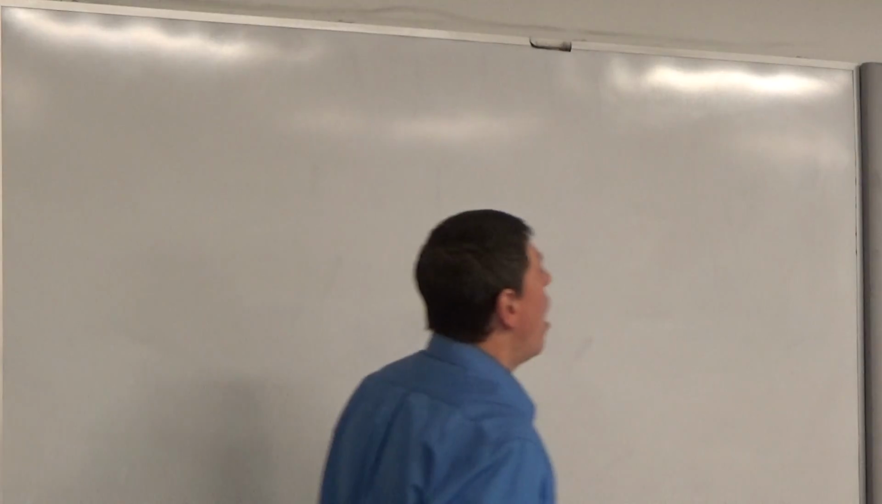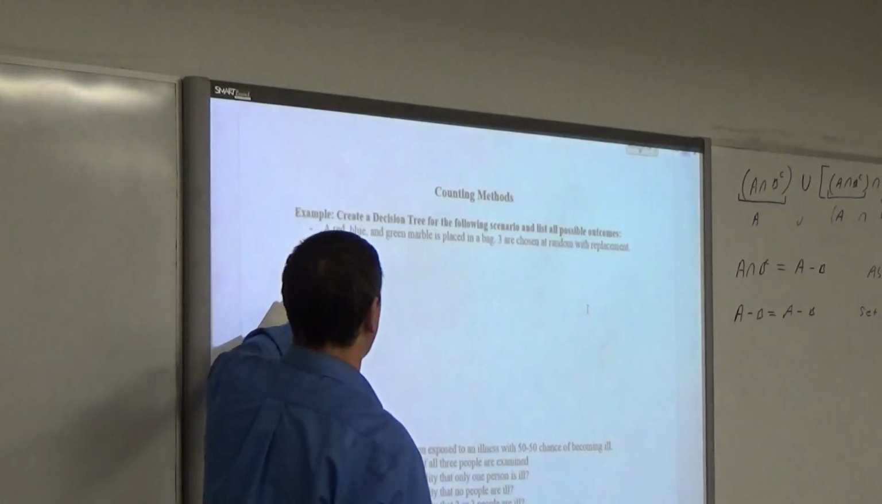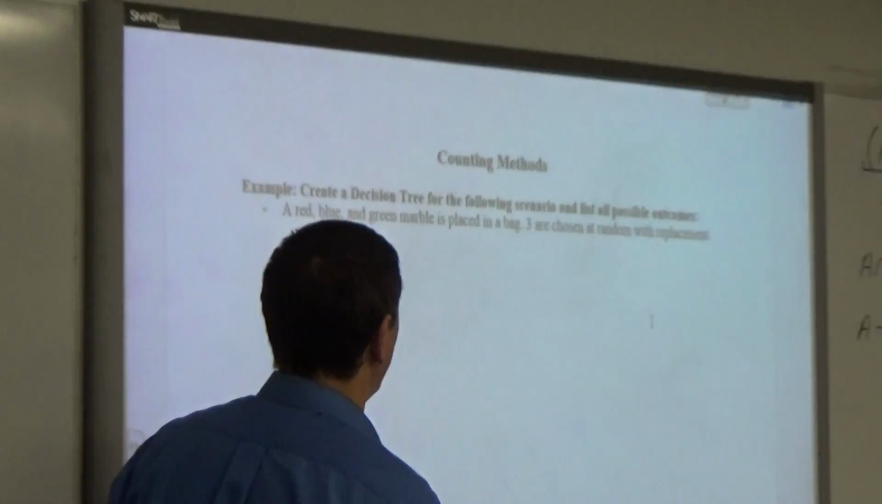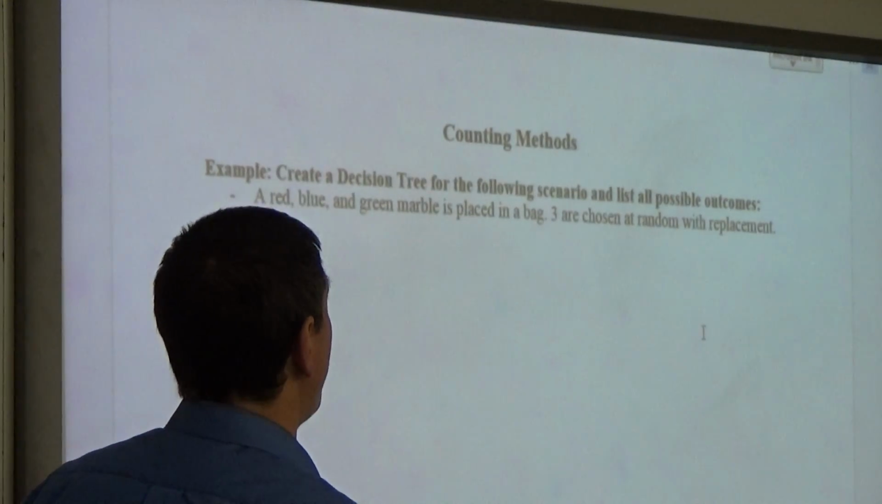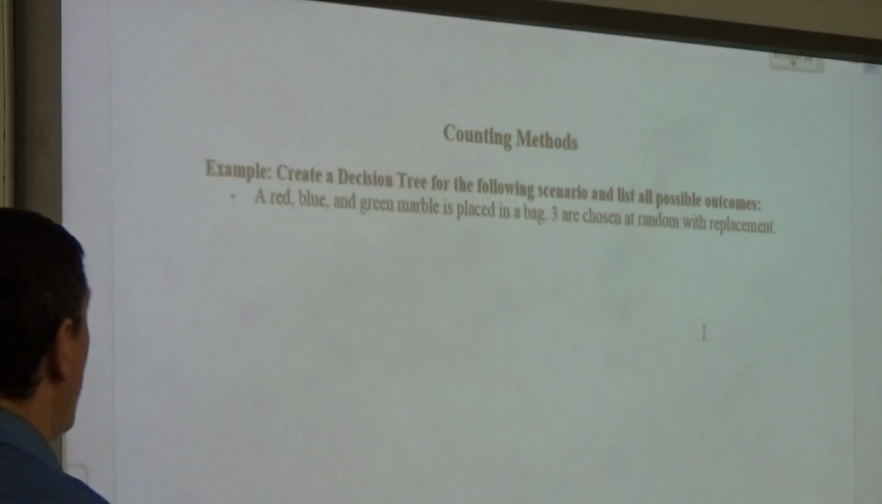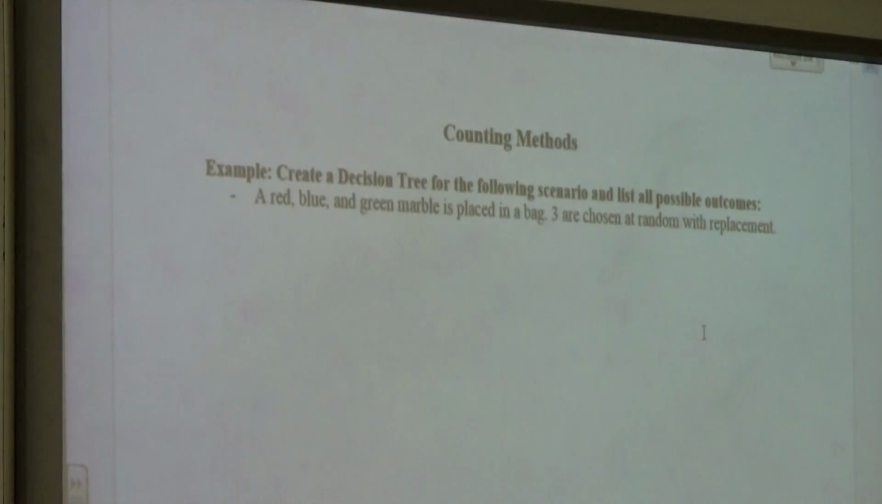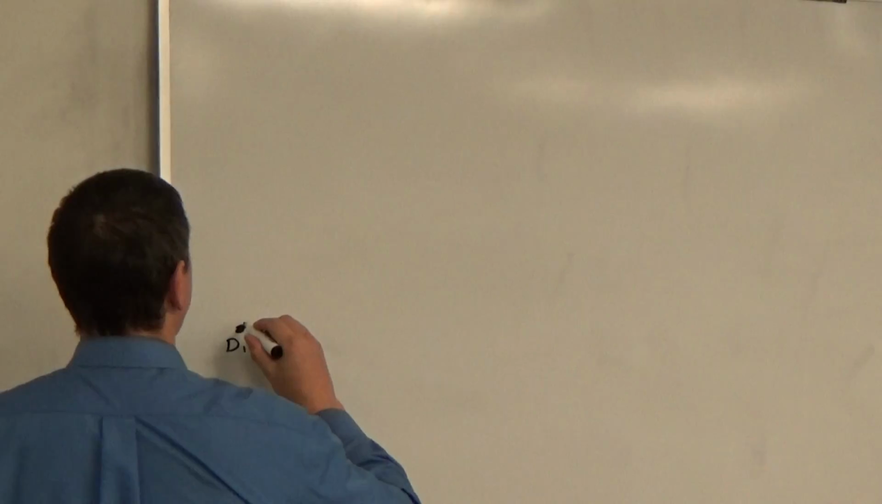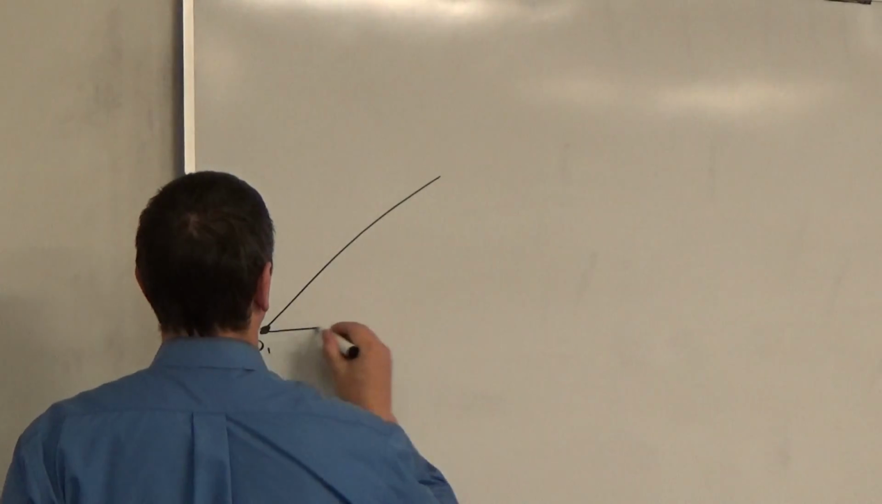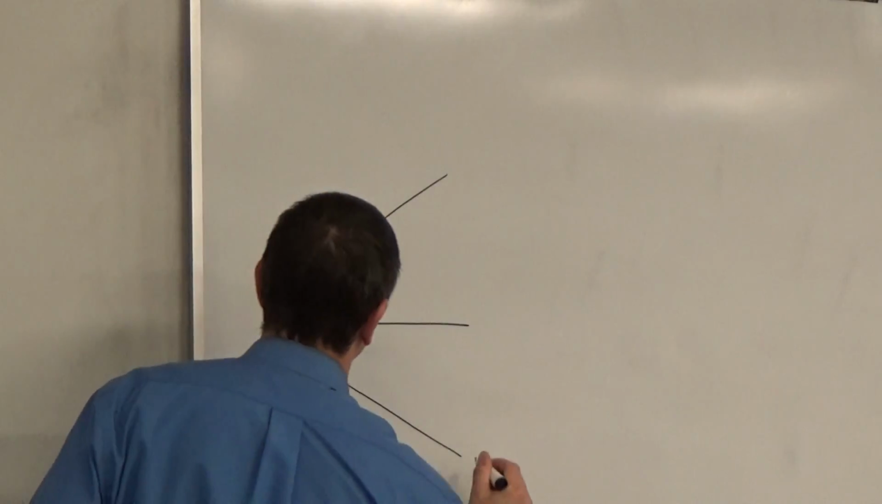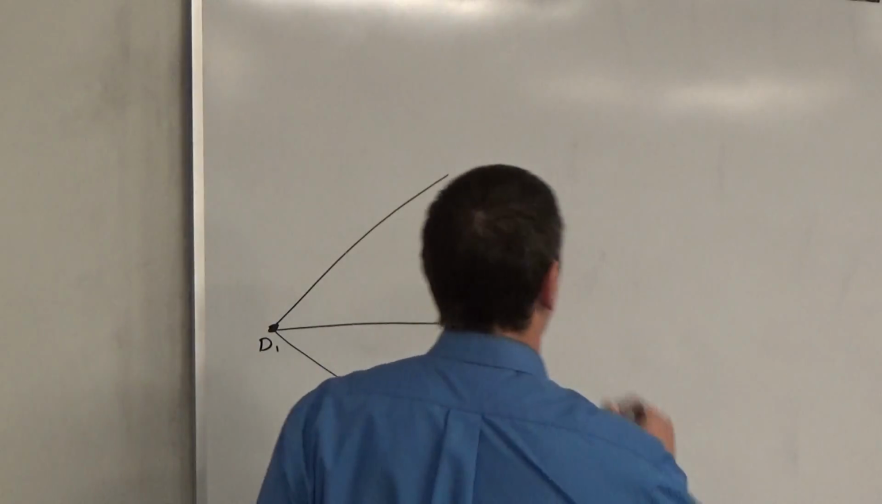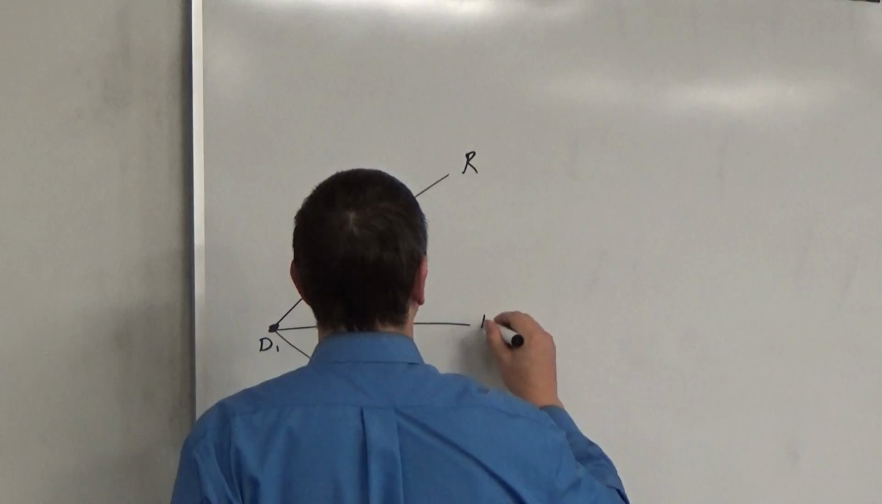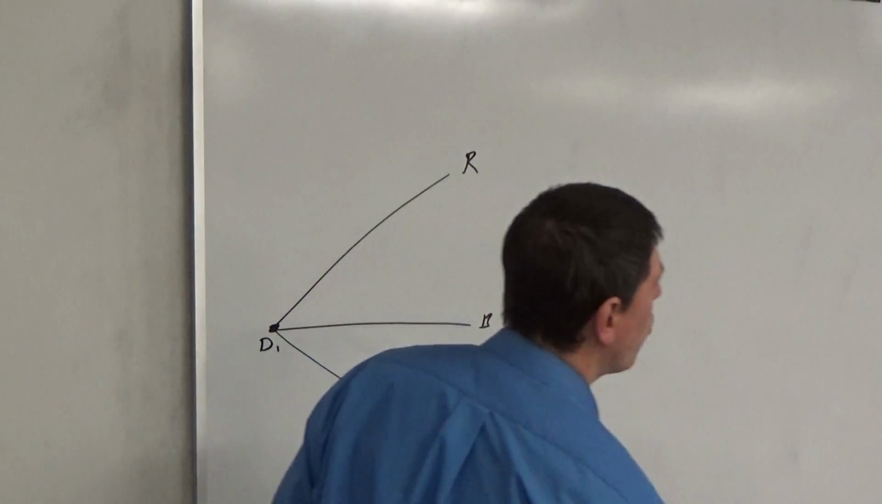Okay? So, let's say I have a scenario where I have a red, blue, and a green marble placed in a bag, and I choose 3 of them at random with replacement. I just reach in there and grab one. So for the decision tree, I have draw number 1, which I'll label D sub 1. The 3 possible outcomes are that I could draw a red marble, a blue marble, or a green marble.